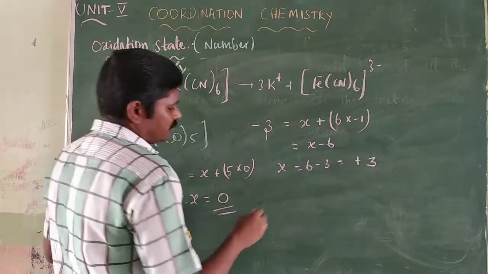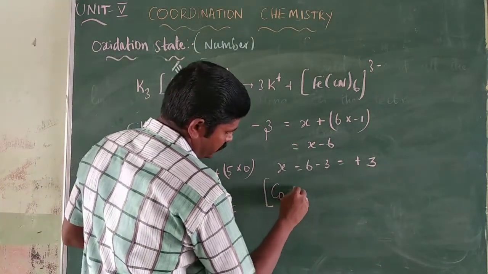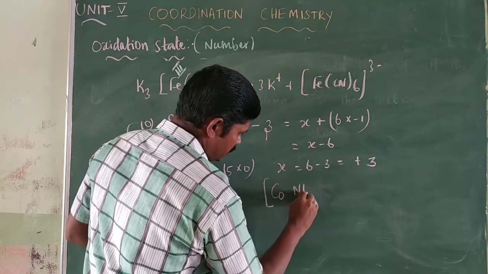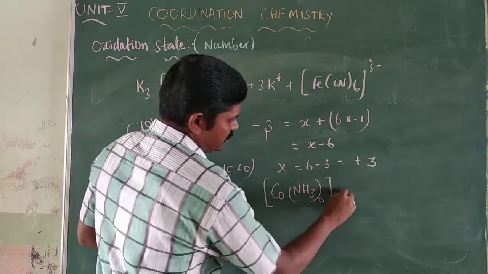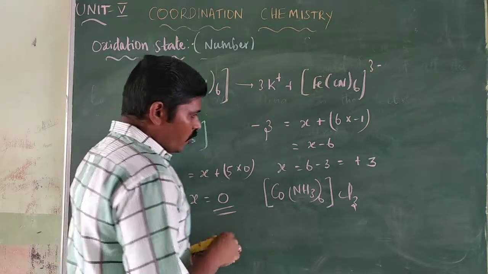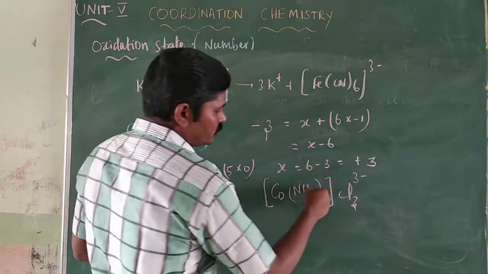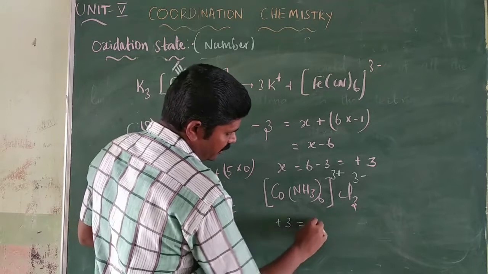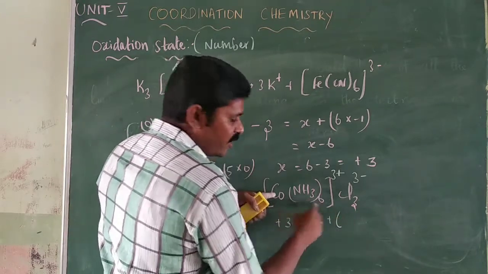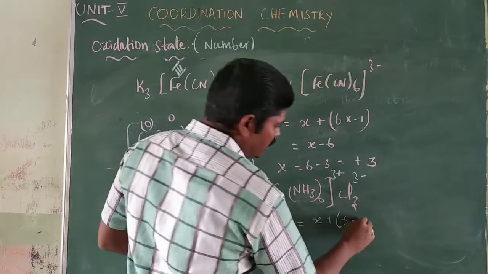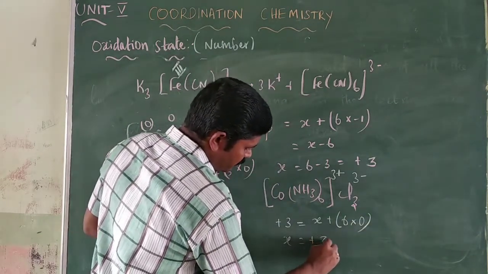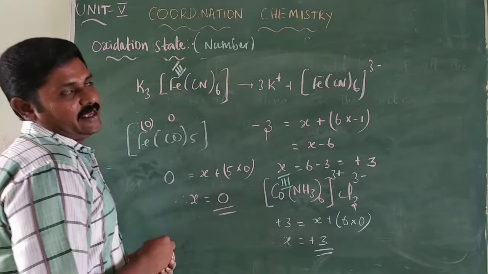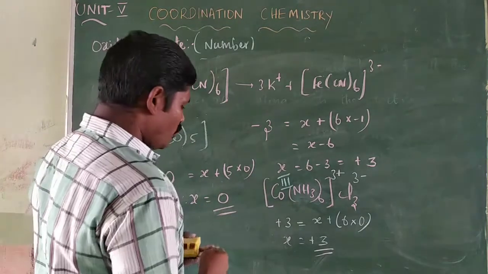So the next one: [Co(NH3)6]Cl3. So the complex is 3 plus, so net charge plus 3 is equal to X plus number of ligands 6 into 0, since amine is a neutral ligand. So X is equal to plus 3. So the oxidation number of cobalt is plus 3.